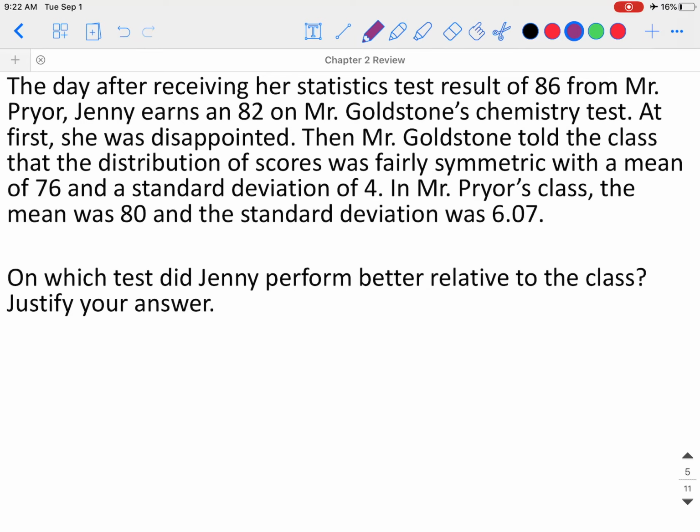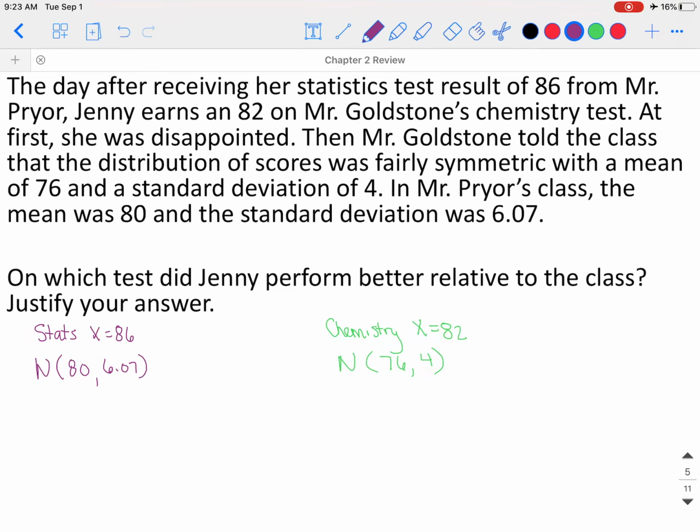The day after receiving her statistics test results, where she got an 86, Jenny earned an 82 in Mr. Goldstone's chemistry test. At first, she was disappointed. Then Mr. Goldstone told the class that the distribution of the scores was fairly symmetric, with a mean score of 76 and a standard deviation of 4. In Mr. Pryor's class, the mean was 80 and the standard deviation was 6.7. On which test did Jenny perform better relative to the class?